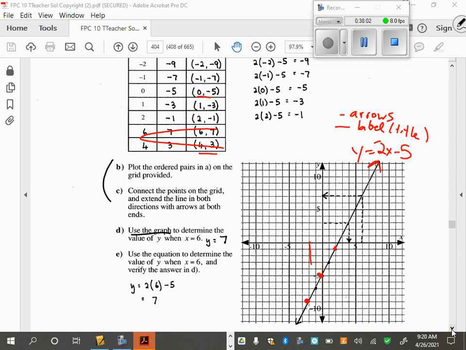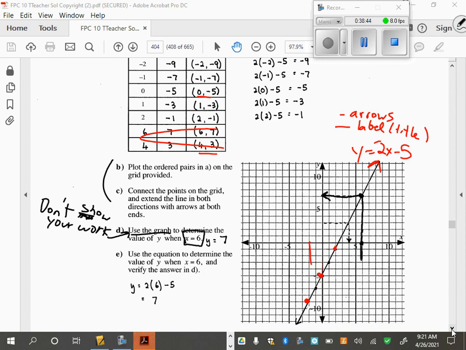No more. I rarely say this, but D says use the graph. That actually means don't show your work. And if you showed your work on D, I would not give you marks. Don't show your work. Because it says use the graph. So if the graph is x equals 6, that means you go 6 to the right. That's right here. And wherever the graph is 6 to the right, up or down, you hit it, and then you go straight left to see what your y equals. So that's how you use the graph to find out what y equals when x equals 6.